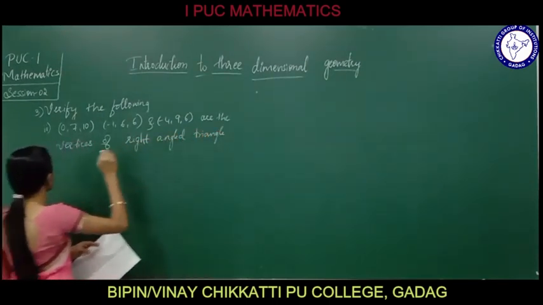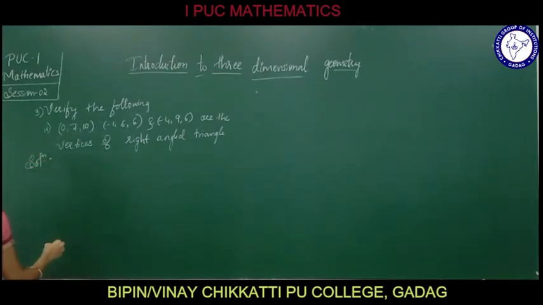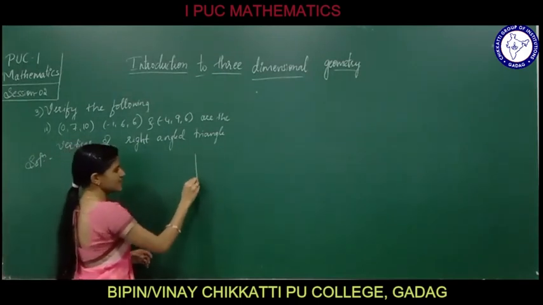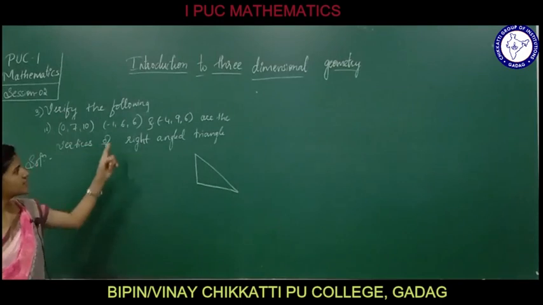Okay, so what is meant by a right angled triangle? One of its angles will be equal to 90 degrees, right? This is how we are going to write the right angled triangle. They have given the vertices.